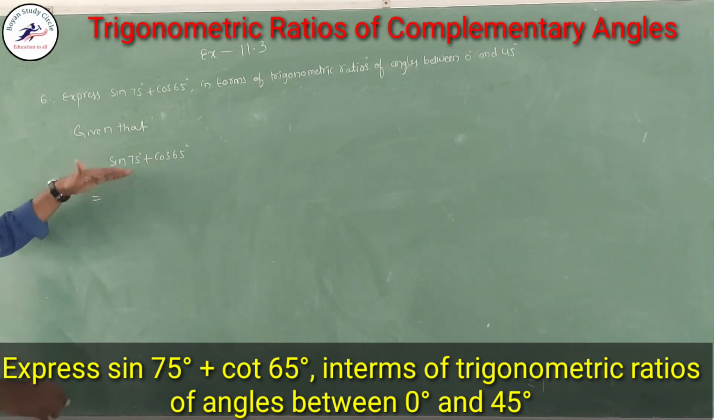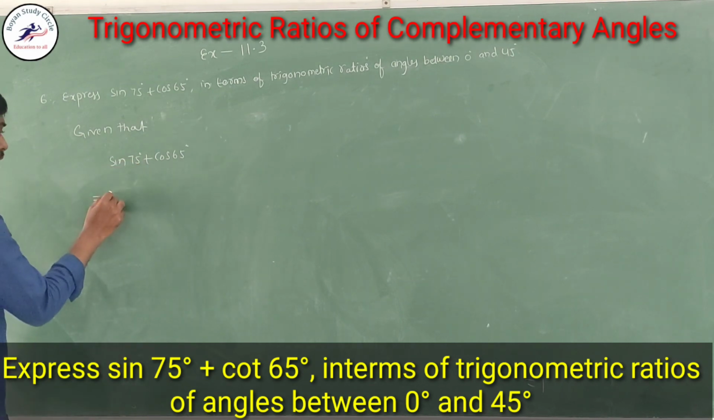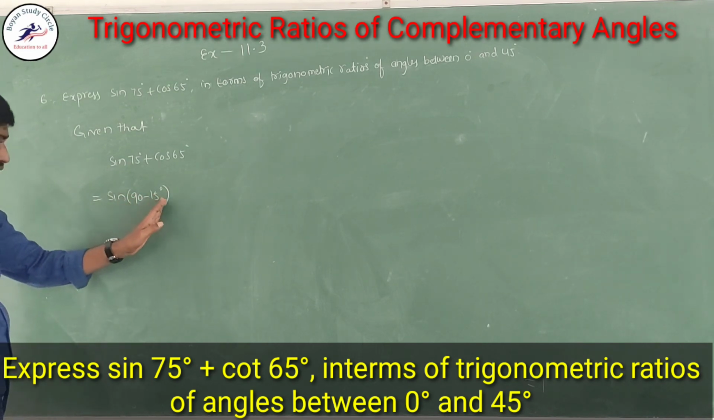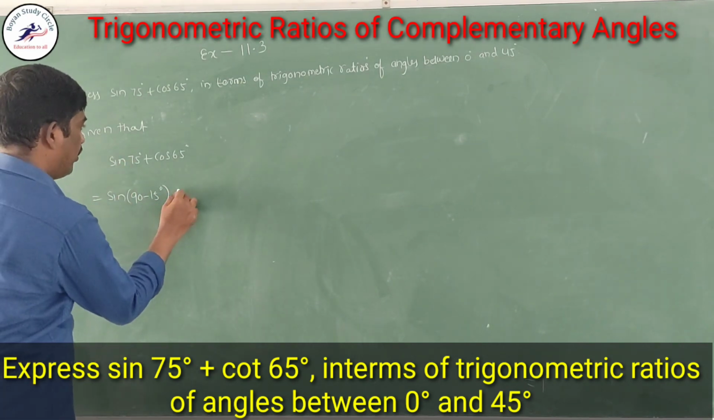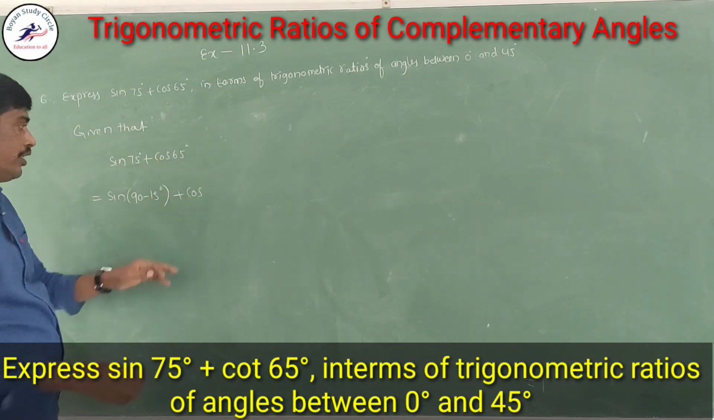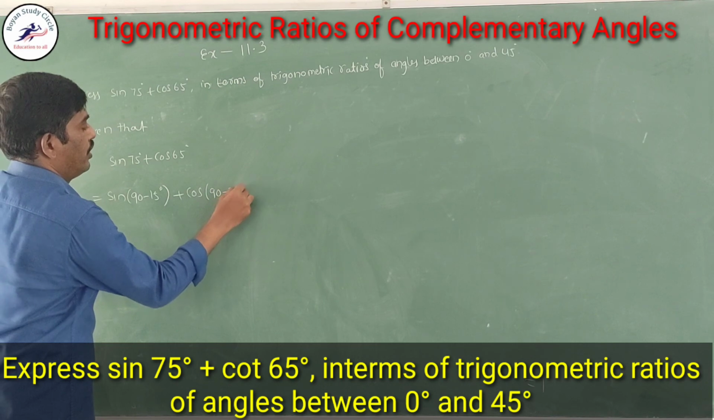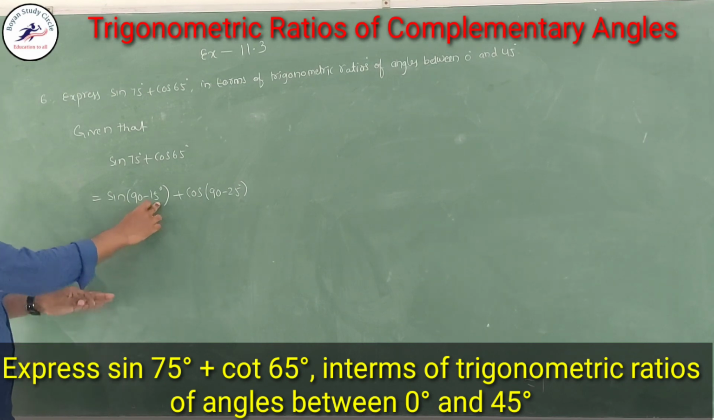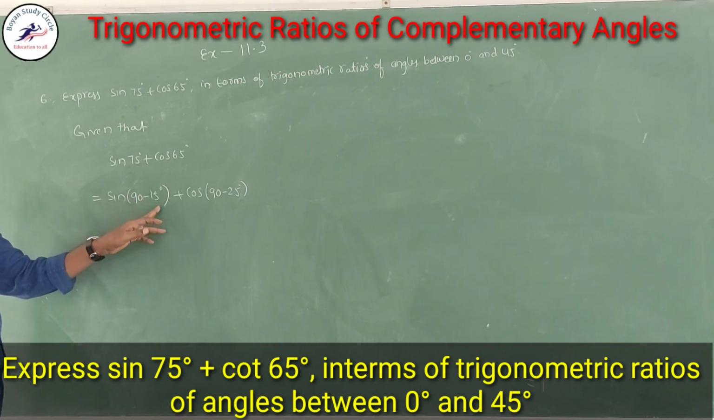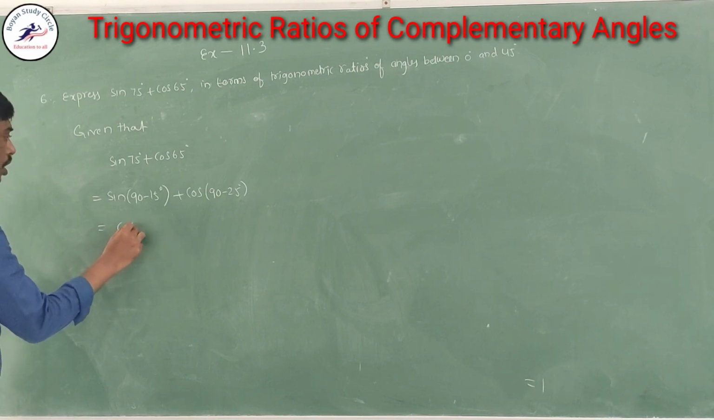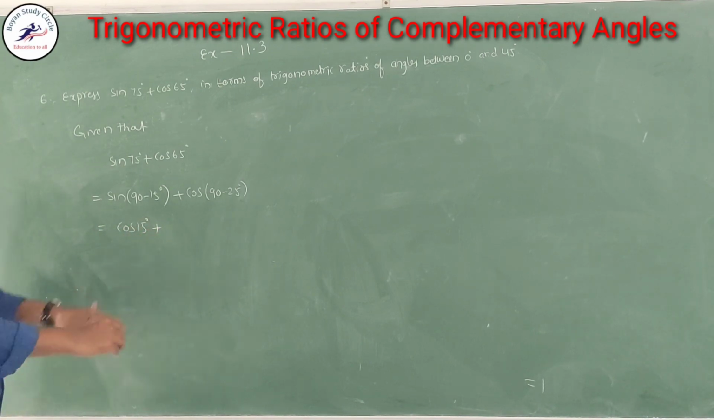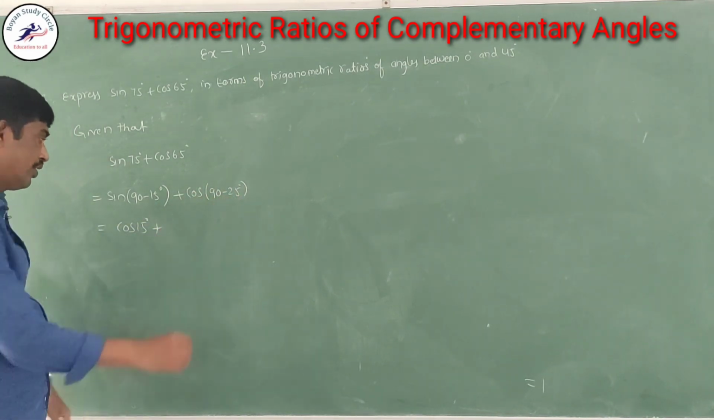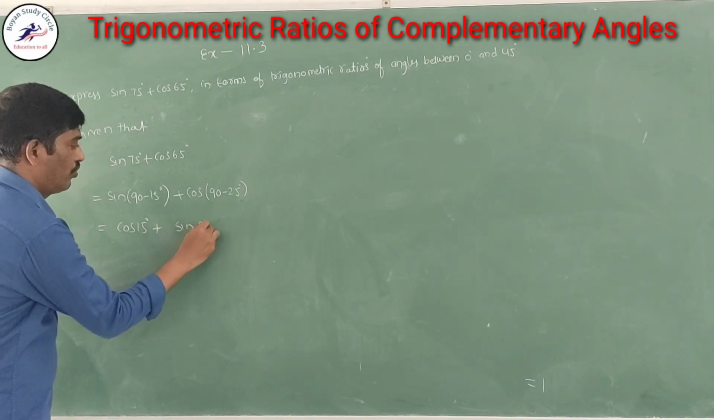That is equal to, for sin 75, I am going to write sin of (90 minus 15) degrees, since 90 minus 15 is equal to 75 degrees, plus cos of 65, how can I write? cos of (90 minus 25) degrees. If we subtract these two, we will get 65 degrees. Sin of 90 minus theta is cos theta, so with 15 degrees in place of theta, that is cos of 15 degrees, plus cos of 90 minus theta is sin theta, so with 25 degrees in place of theta, sin of 25 degrees.